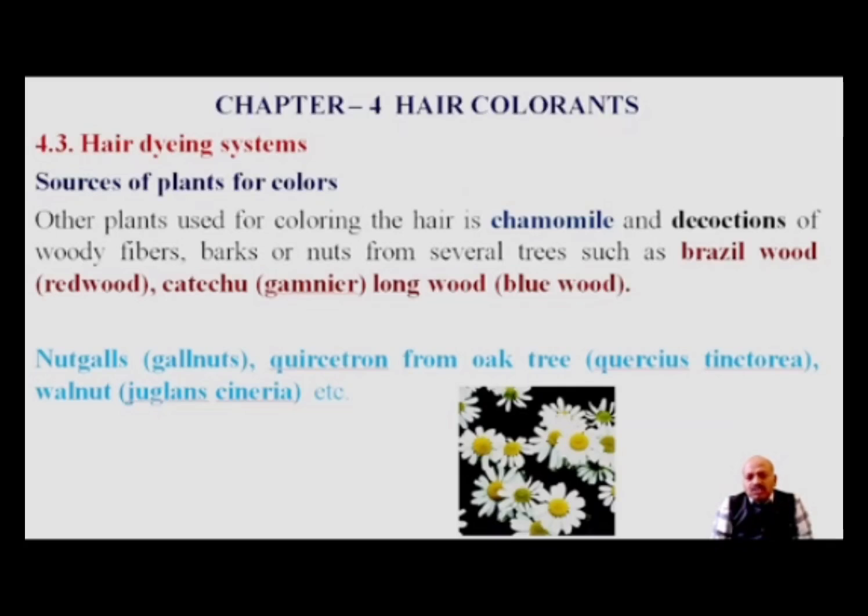So for the sources of plants for colors, we can use chamomile. This is an example, and we can see the flower here. From that we can get different decoctions, and also we can use different types of woods mentioned here. So those are the main sources of colors from these different parts of plants, or leaves, or even the trees, we can say.